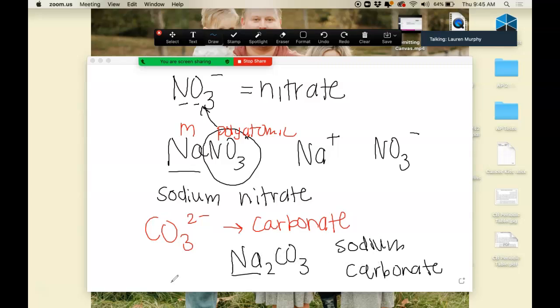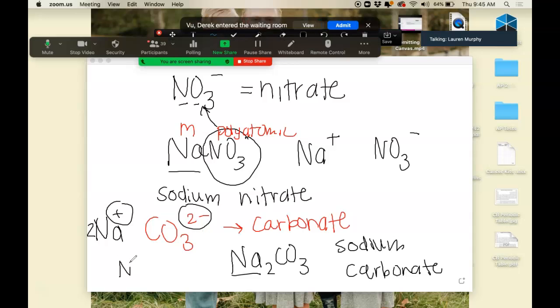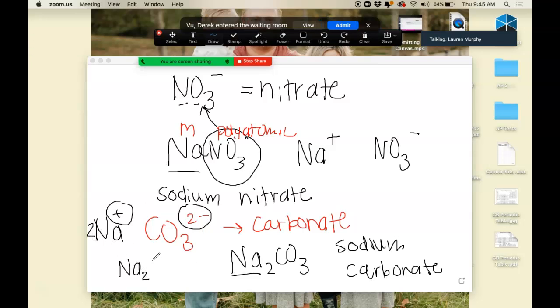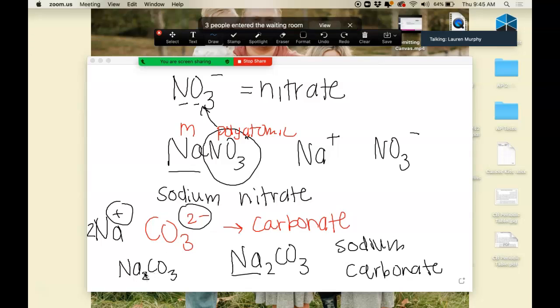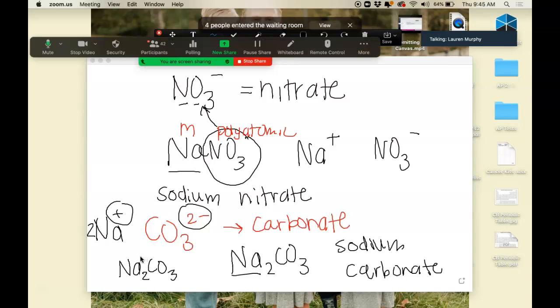So you go, well, why do they go together like this? Well, sodium is +1. Carbonate is -2. So how do I get these to match? Well, if this is -2, I need this to be +2. And I can't just change the charge of it. So instead of changing the charge of it, I'm just going to say I have 2 of them, because 2 of them would be a total of +2 and -2. So it's Na2, I have 2 of them, carbonate. Sodium carbonate.